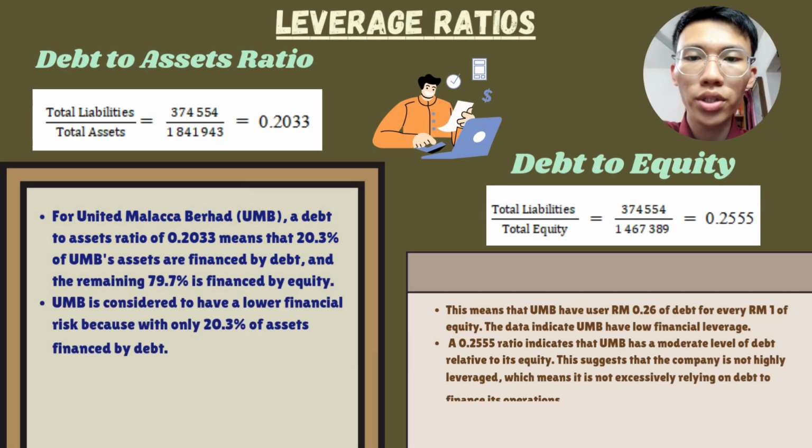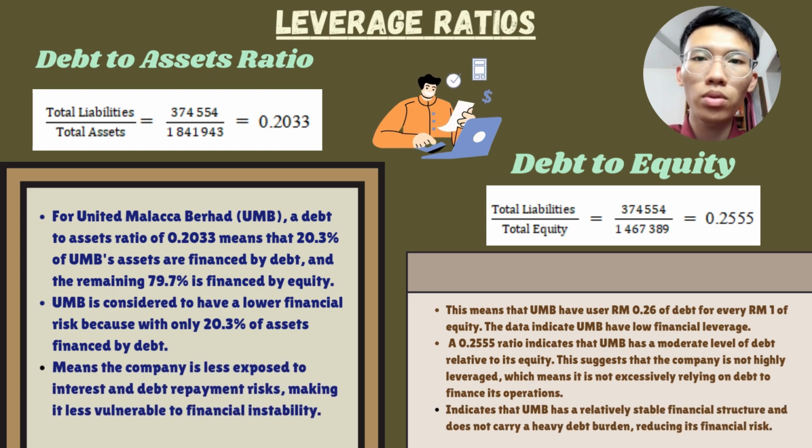Last is leverage ratio. For United Malacca Berhad, a debt to asset ratio of 0.2033 means that 20.3% of UMB assets are financed by debt, and the remaining 79.7% is financed by equity. United Malacca Berhad is considered to have a lower financial risk because only 20.3% of assets are financed by debt. A lower debt to asset ratio typically means the company is less exposed to interest and debt repayment risk, making it less vulnerable to financial instability.